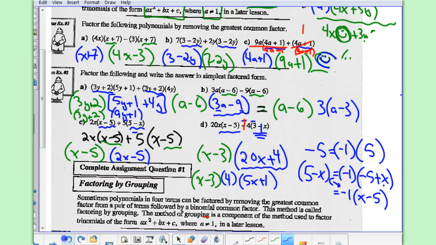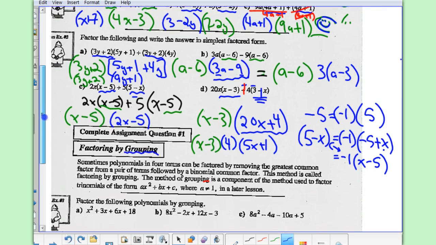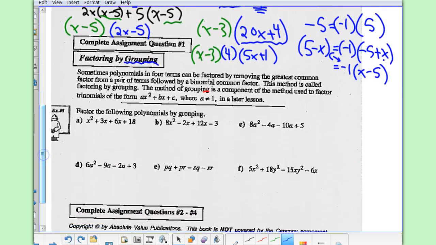And that is the end of factoring binomial common factors. Well, when are we going to use this? Well, we're going to use this to group. And grouping is what we do when we're trying to do those trinomials. So in lesson 5, we're going to need this grouping skill, okay? And that's going to be where this happens.